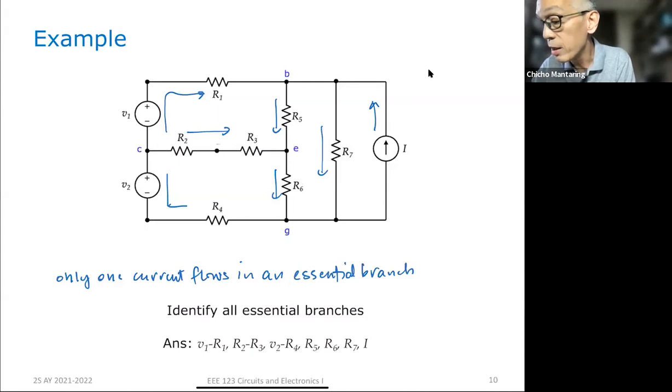Okay, just one current here. So those are all the different currents.